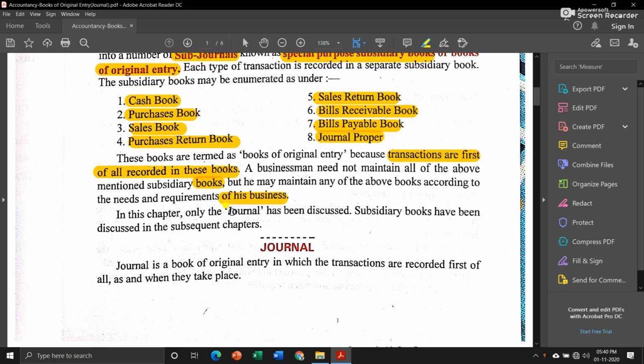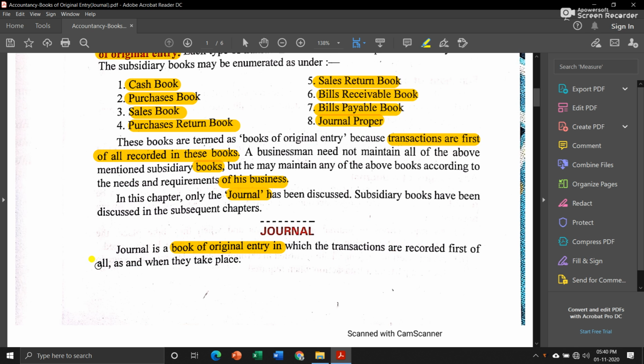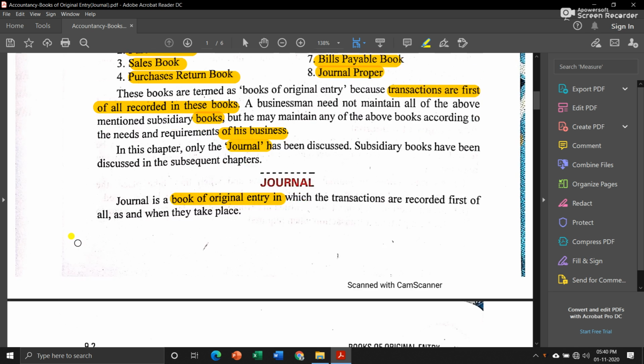In this chapter, only the journal has been discussed. Means we will look from a small business point of view and we will prepare journal. Subsidiary books have been discussed in subsequent chapters. Now let us see what a journal is. It is nothing but a book of original entry in which transactions are recorded for the first time as and when they take place. Now this definition is very simple, and they can ask it for 1 mark.